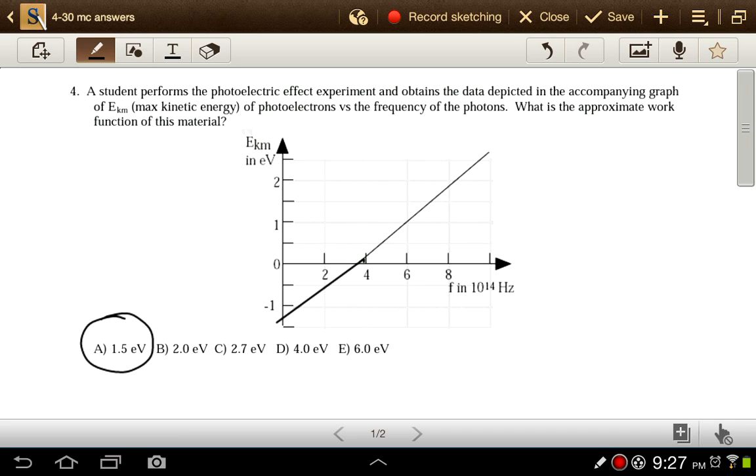In general, on these graphs, even if it's a little different value here, we looked at stopping potential yesterday instead of kinetic energy. But in general, on these, when you want to know about work function, you're going to be looking at the y-intercept for that. If we're looking for threshold voltage, we'd be looking at the x-intercept for that. So the threshold voltage here would be a little less than 4 times 10 to the 14th hertz.